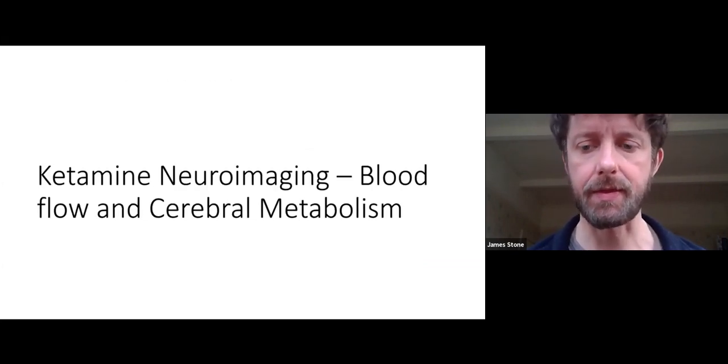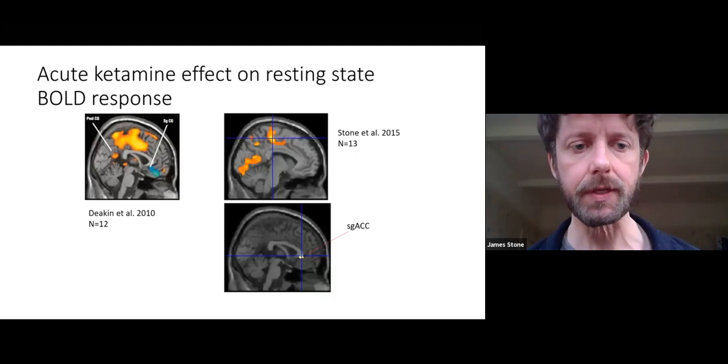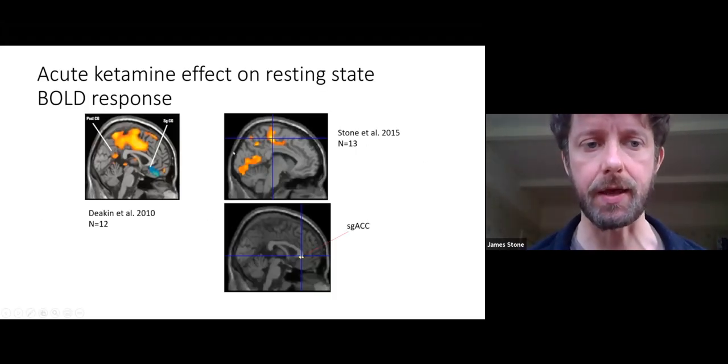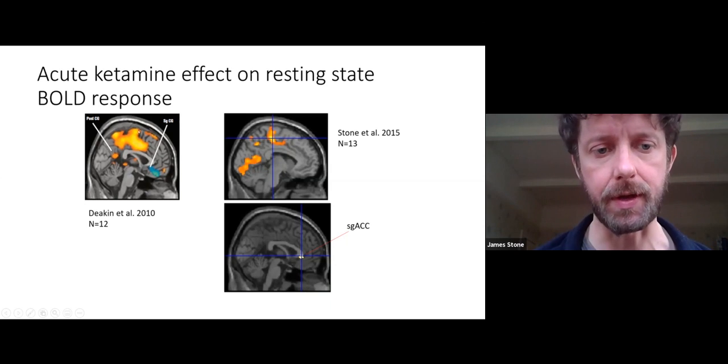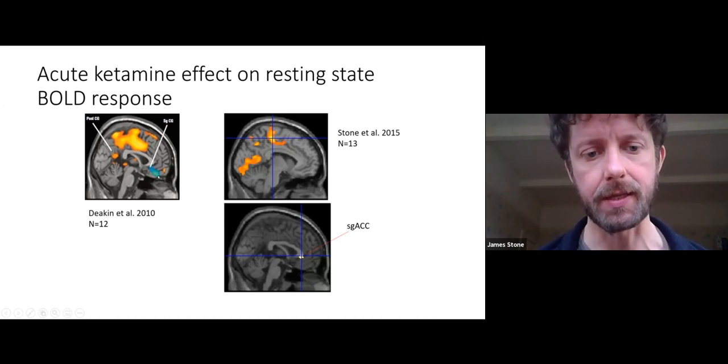So these are a number of studies that we've done to look at this. Firstly, does ketamine change the resting state BOLD response? This is a study from Bill Deakin, in healthy volunteers, where ketamine was given, and interestingly, ketamine led to increases in brain activation in most of the brain, but decreases in subgenual cingulate cortex activation, the BOLD response. We repeated this in 2015 and found the same thing. So this is one mechanism that might be involved in the antidepressant effects of ketamine.